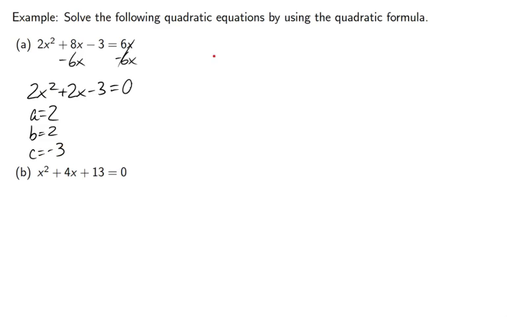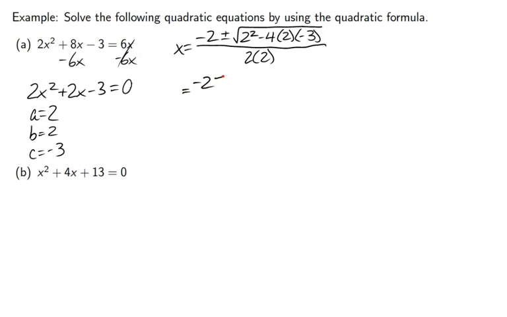All we have to do now is just plug it into the correct formula. Negative b plus or minus the square root of b squared minus 4 times a times c, all divided by 2 times a. That's the quadratic formula. So now let's simplify it.